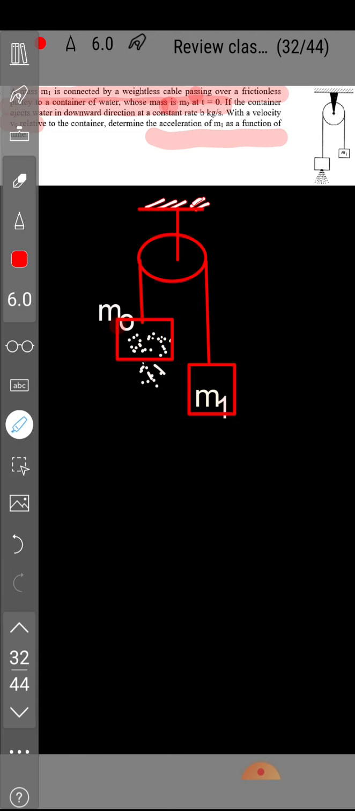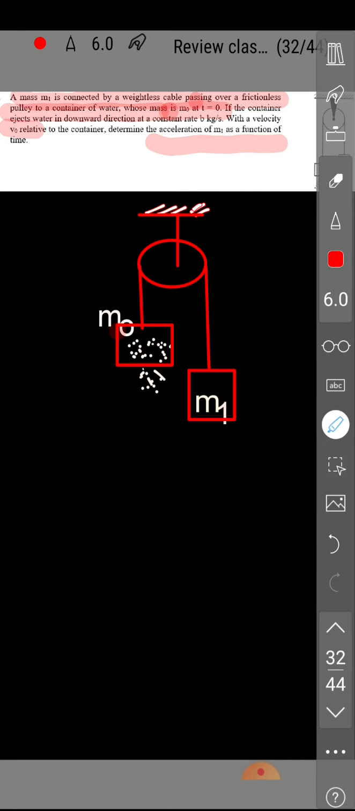If the container ejects water in the downward direction at a constant rate of b kg per second with a velocity of v0 relative to the container, determine the acceleration of m1 as a function of time. So we have to calculate the acceleration. The quantities given to us are, number one, that the liquid is coming out with a constant velocity v0 relative to the container. Second, dm by dt is equal to b kg per second.